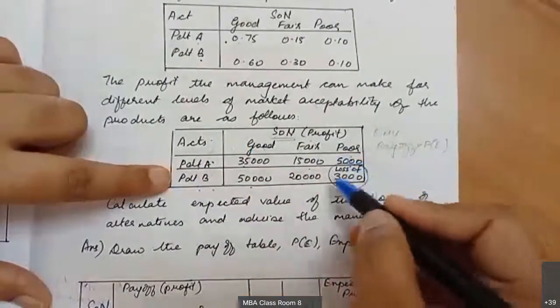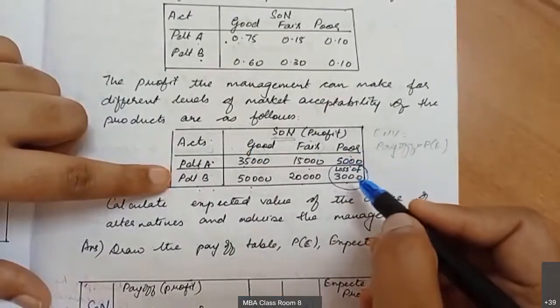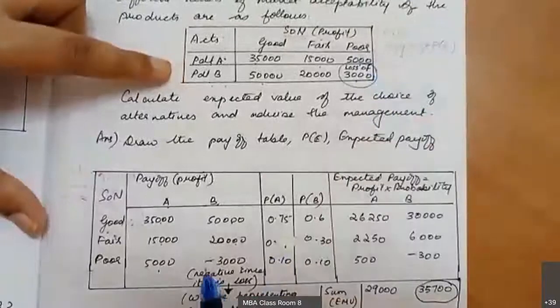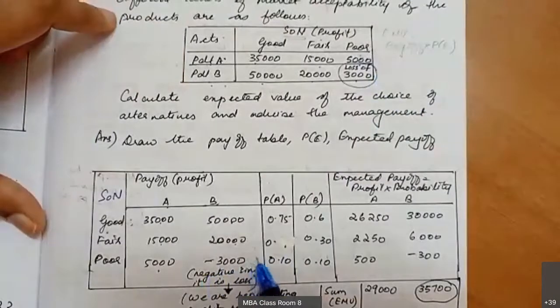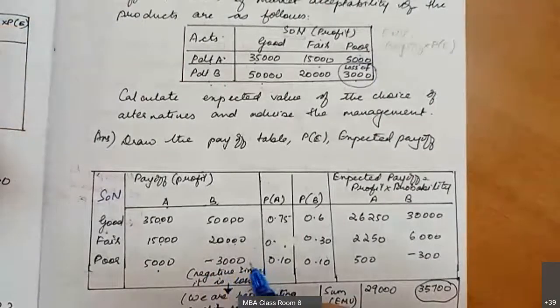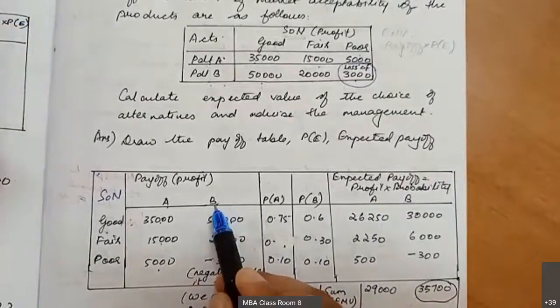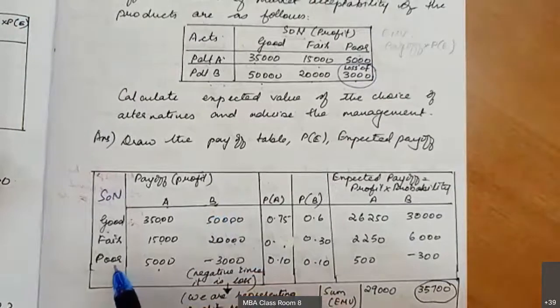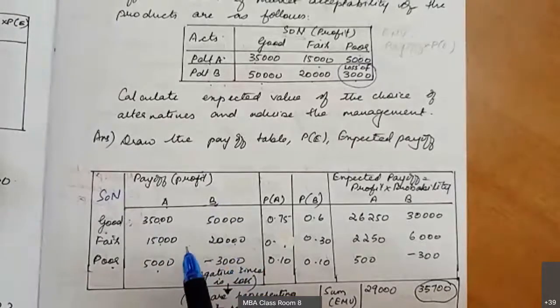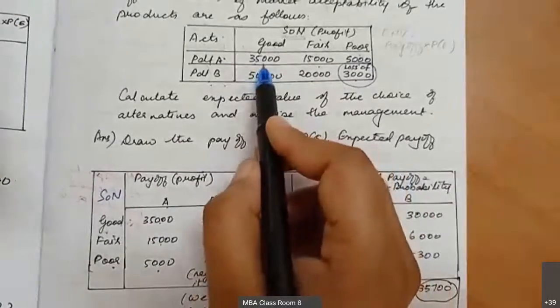Loss of 3000 means this is a loss. This is a loss value. So when we make a table, we have to put the negative sign in front of 3000 so that the meaning of negative is this is a loss. If we are going to launch product B and if the market condition is poor, then we are going to have a loss of rupees 3000. That is the meaning. So once this is done, I'll just explain the transpose also.